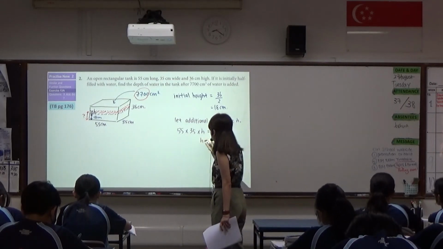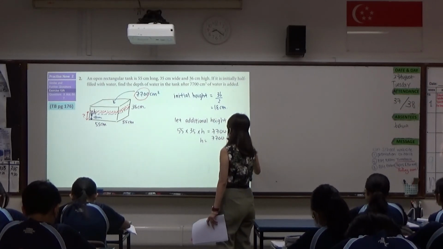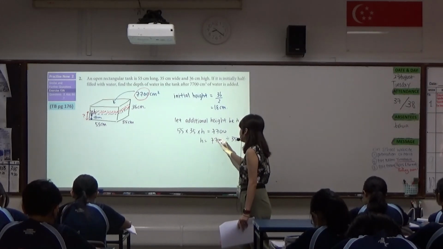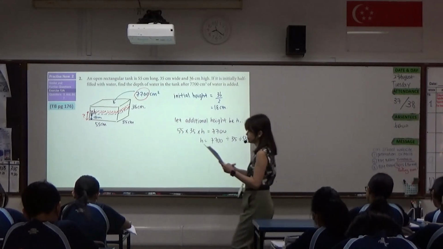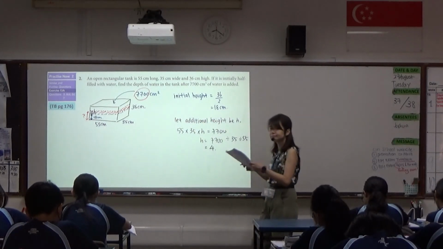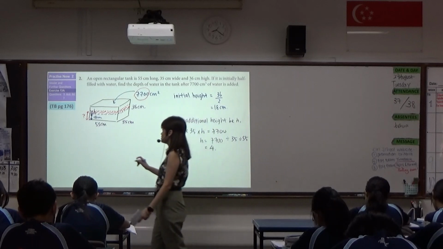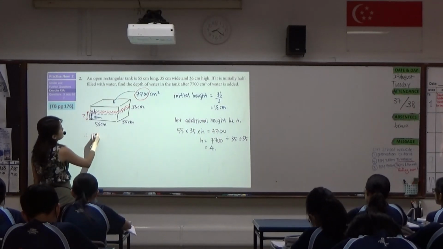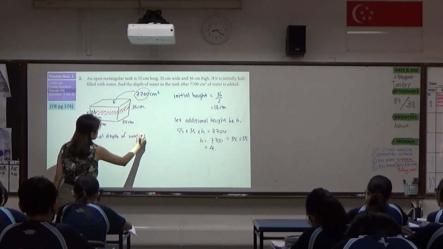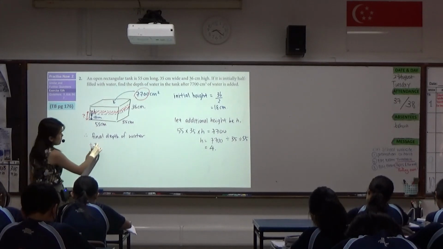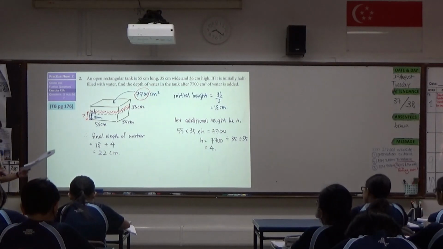That will allow us to find the value of H. 7,700 divided by 35 divided by 55 will give us the value of H. That is equal to 4. And therefore my final depth of water will be the initial height of 18 plus 4, so that will give us 22 cm.